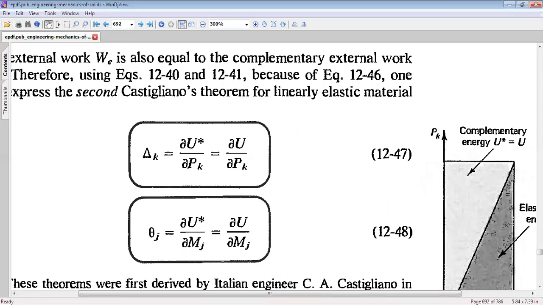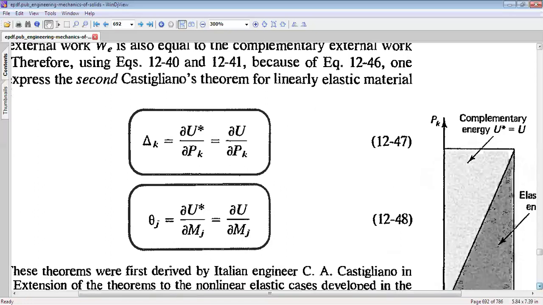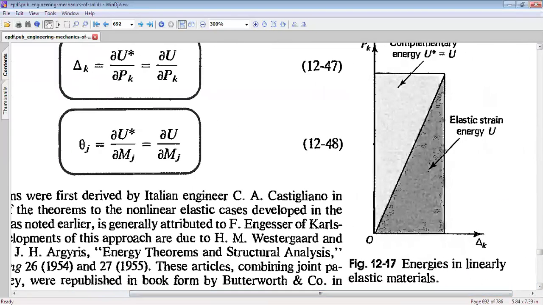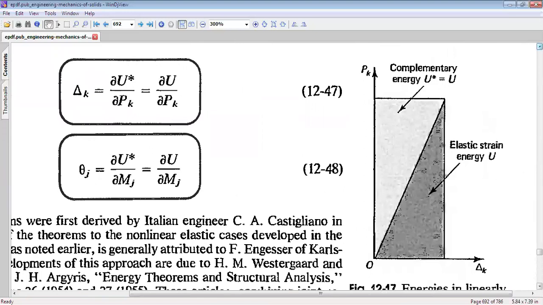Now, the deformation can be angular deformation also. So if it is the angular deformation, then we have the expression θj equal to ∂U by ∂Mj, where capital U is the strain energy and Mj is the moment that is acting at the jth location. Here, it is worth appreciating that we are talking about linearly elastic materials where complementary strain energy U star is equal to elastic strain energy capital U.